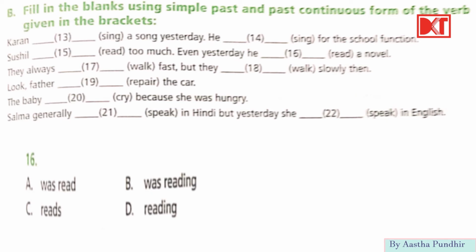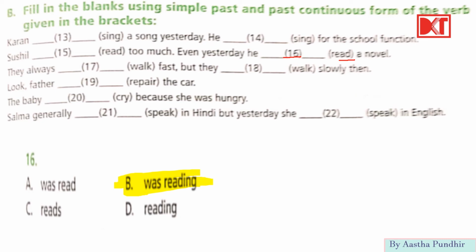Alright, so the next blank is 16. Even yesterday he dashed a novel. The verb is read. The options are A, even yesterday he was read a novel. B, even yesterday he was reading a novel. C, even yesterday he reads a novel. Or D, even yesterday he reading a novel. Now here the correct answer is B. Even yesterday he was reading a novel.